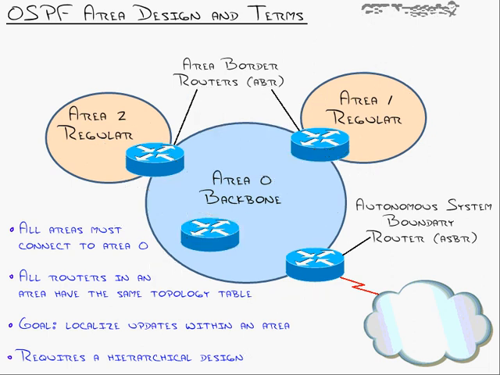Oh, there is one more thing. Let me erase all this chicken scratch. And the last term I want to throw out at you is this one over here tucked in the corner, the Autonomous System Boundary Router, or ASBR. The Autonomous System Boundary Router is the router in OSPF that connects to networks outside of its own. This is not another area. This is a completely different network.